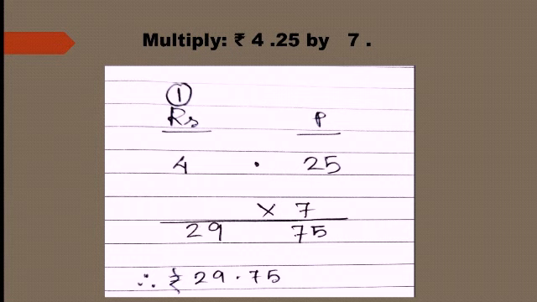So 7 5s are 35. 5 we should write here, and then 3 carry. 7 2s are 14. 14 plus 3 is 17. 7 is there, 1 carry. 7 4s are 28. 28 plus 1 is 29. So the answer will be rupees 29.75. Rupees 29.75 means 29 rupees 75 paise. This way you have to do the multiplication.